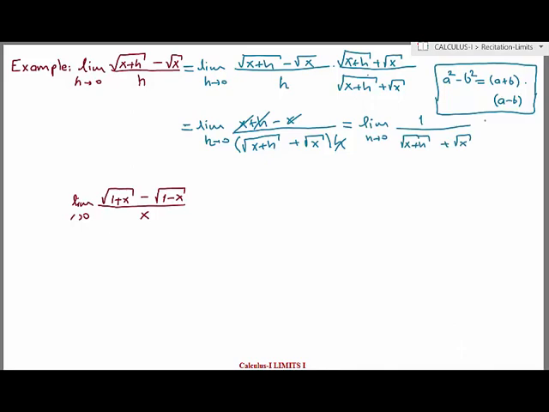limit when h tends to 0, 1 over square root of x plus h plus x. Plug the number 0 in the expression for h, you have 1 over square root of x plus 0, which is square root of x, plus square root of x, 2 square root of x.